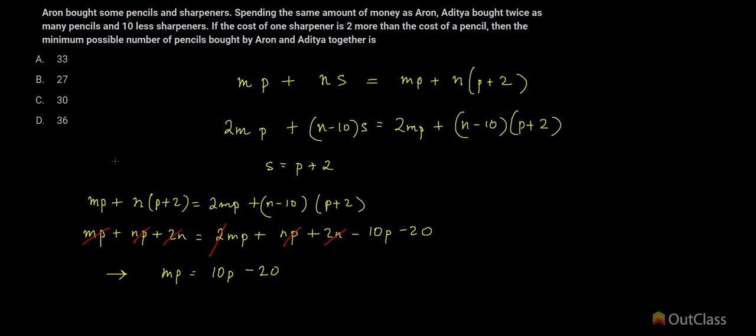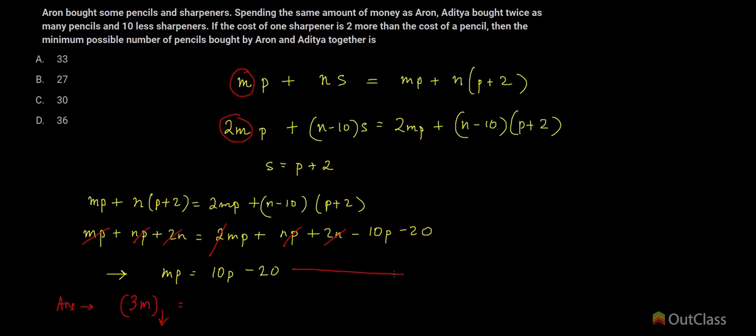What's the question? Minimize the possible number of pencils bought by Aaron and Aditya together. Number of pencils: M plus 2M, 3M. So the requirement is 3M minimum. What is the minimum possible value of 3M? For that we have to first minimize M.